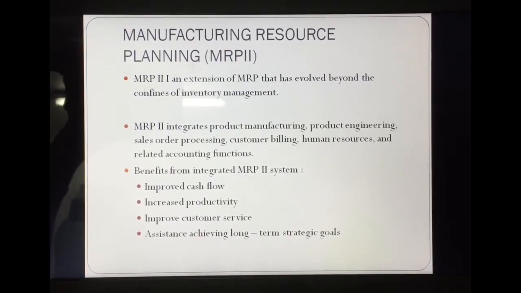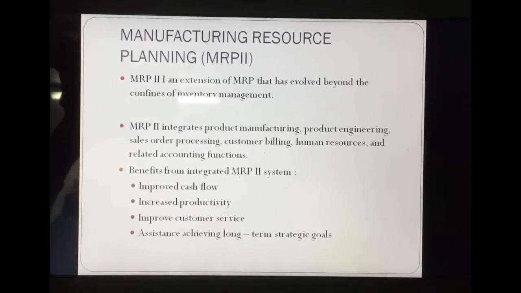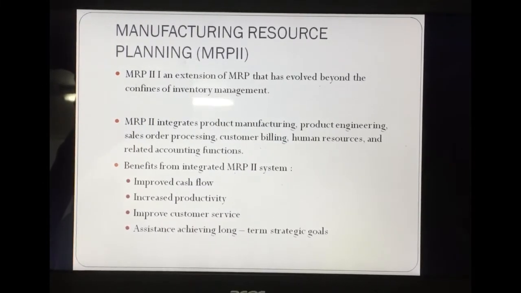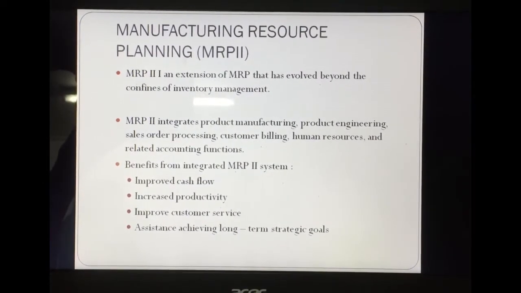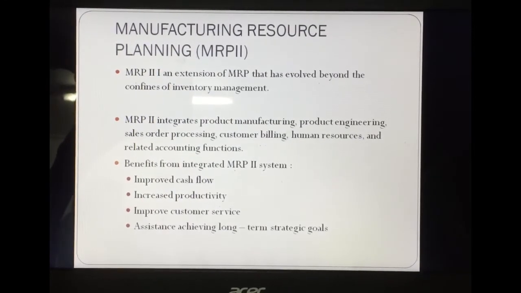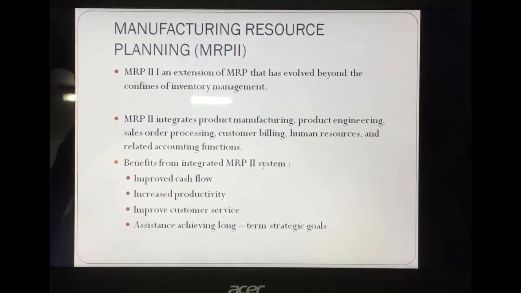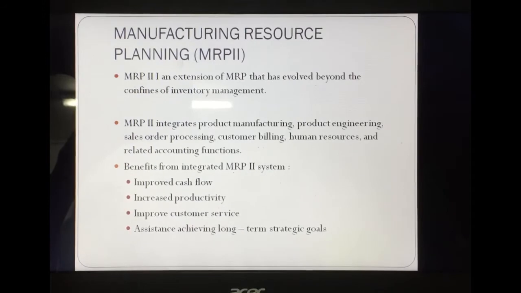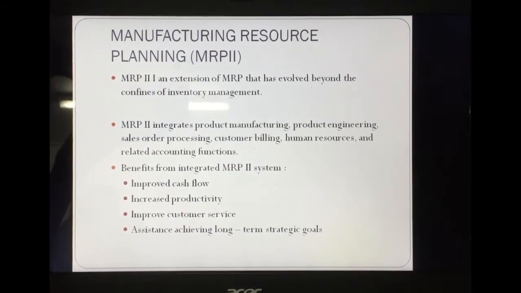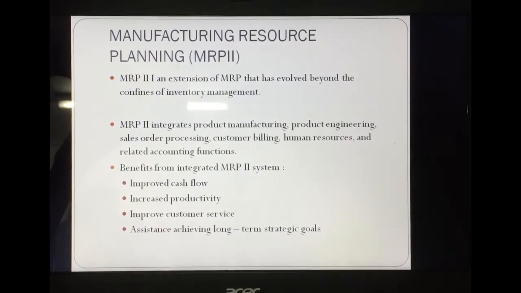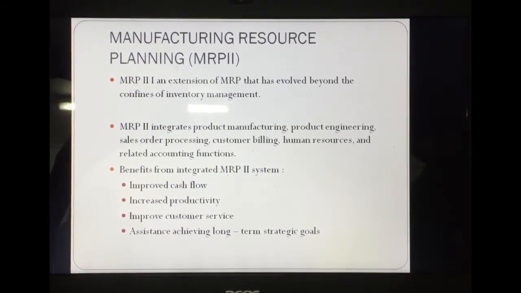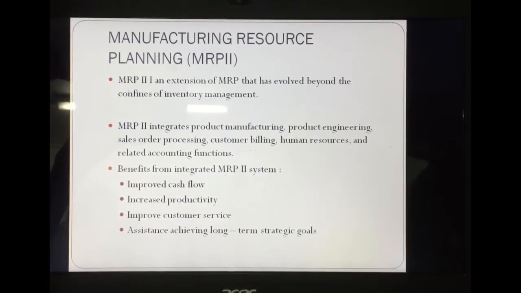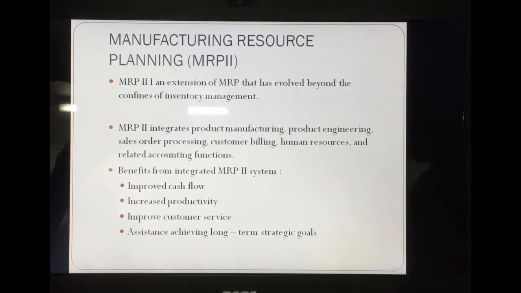And the next is manufacturing resources planning, which is MRP II, an extension of MRP that has evolved beyond the confines of inventory management. So MRP II integrates production, manufacturing engineering, sales, order processing, customer billing, human resources, and related accounting functions. The benefits of integrating an MRP II system are that it can improve cash flow, increase productivity, improve customer service, and assist in achieving long-term strategic goals.